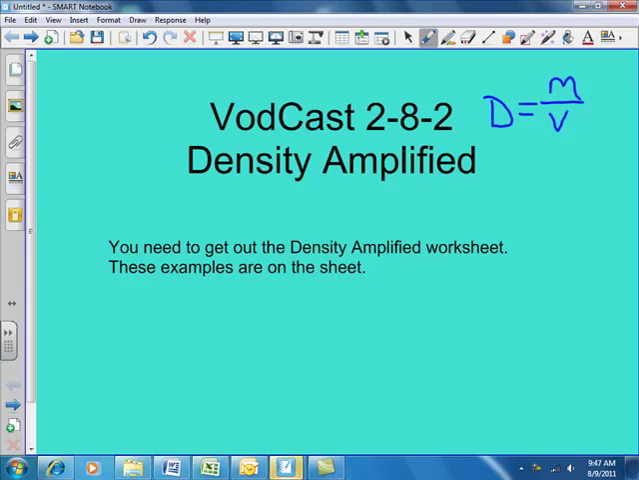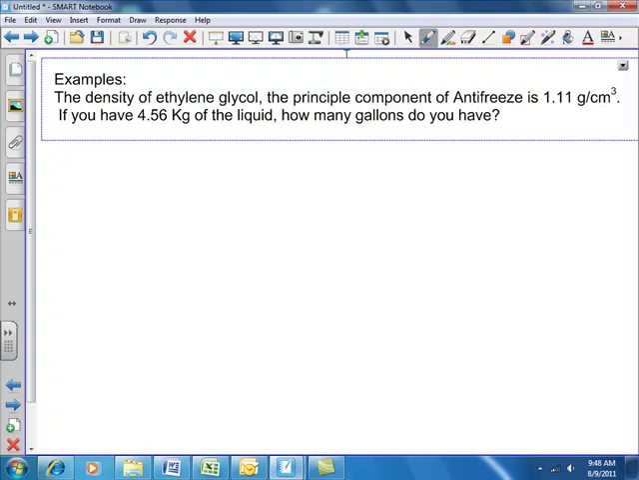We should be almost out of sheets in our packet, so it should be pretty much the last sheet in the packet besides labs. You need to find the worksheet density amplified, and there are going to be two examples that I'm just going to work through with you and show you what you kind of need to do, and then go from there. So the first example is right here. These are going to be word problems.